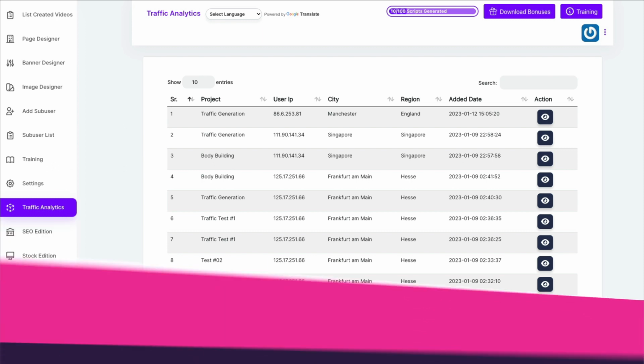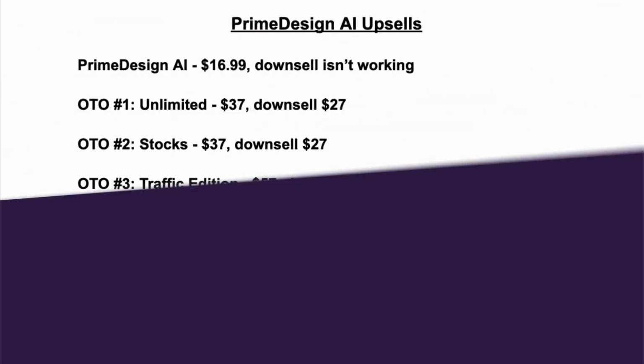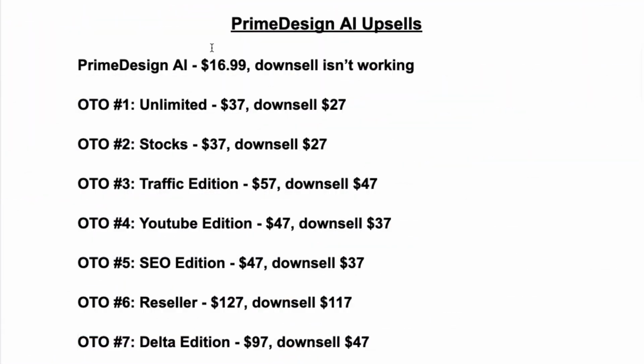But before we talk about the strategy, let me show you the upsells. The front-end product costs $16.99, and then there are 7 upsells. They all have their own price plus a downsell, all right, and it's the usual: unlimited, stocks, traffic edition, YouTube edition, SEO edition, the reseller license, and the Delta edition.